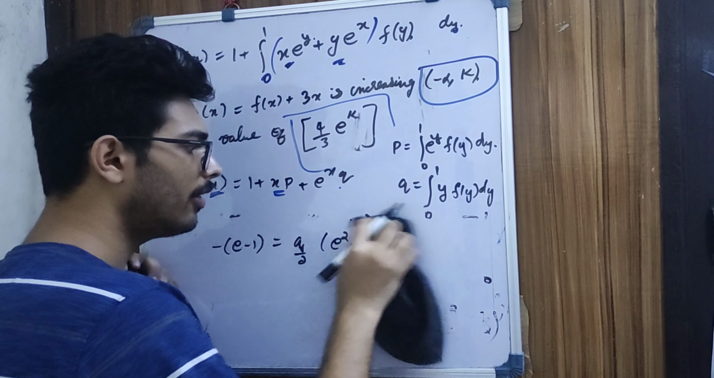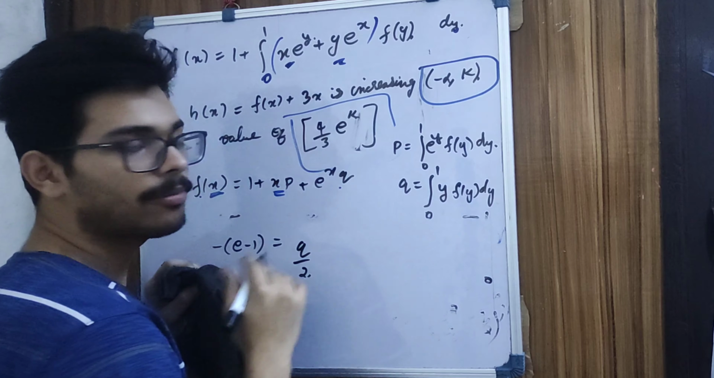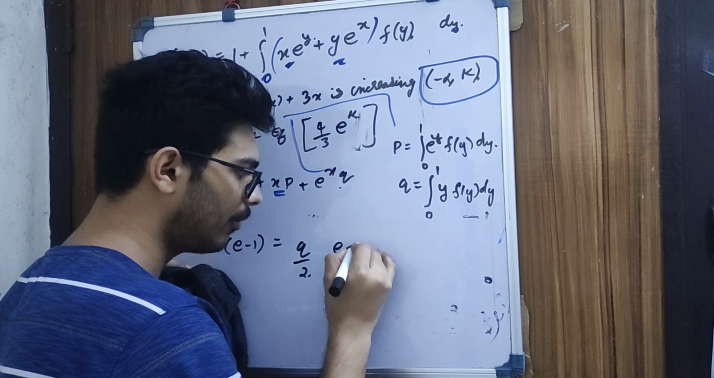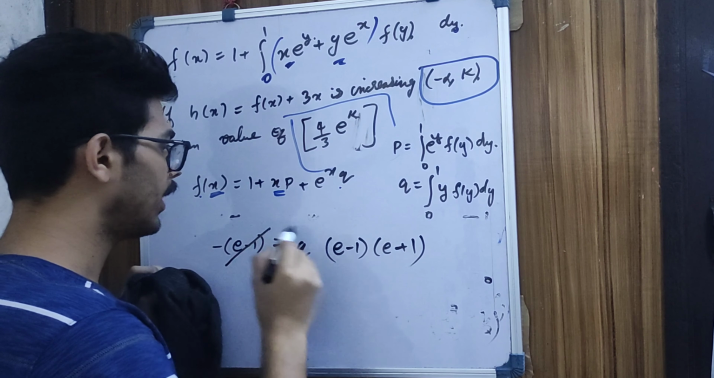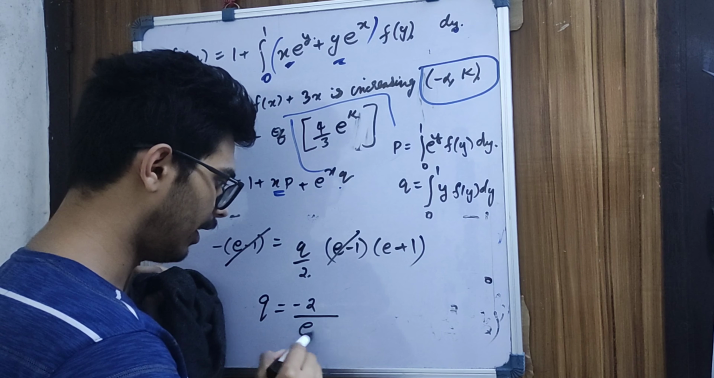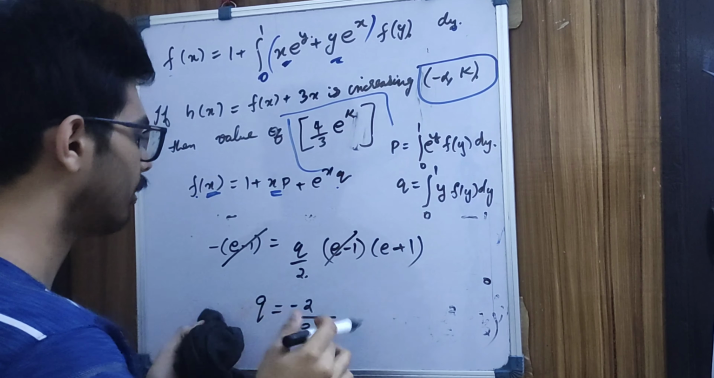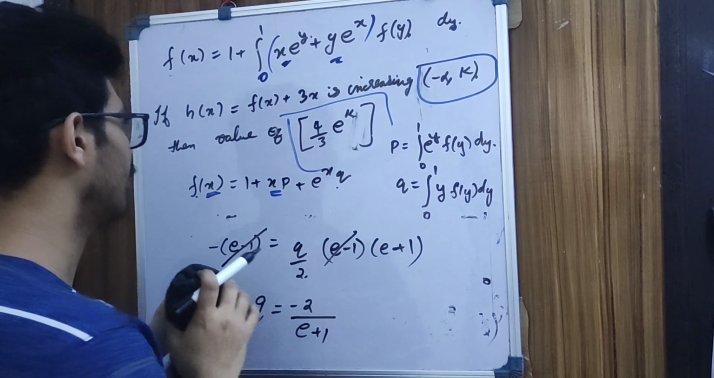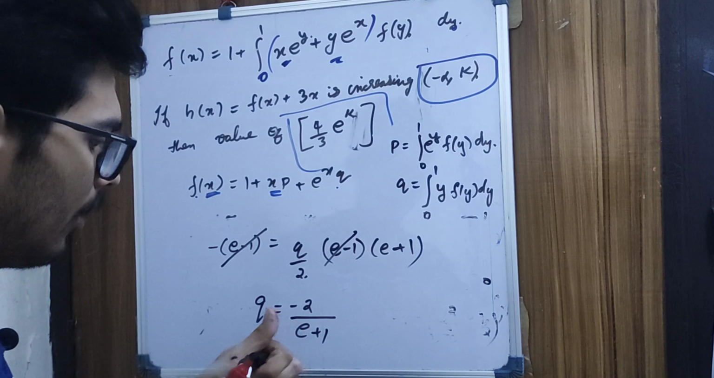What is the value of e square minus 1? e minus 1 into e plus 1, which means q by 2 in the a minus b into a plus b form, which is equal to e minus 1 into e plus 1. And I am cancelling e minus 1 from both sides. It will be equal to q equal to minus 2 divided by e plus 1. So I have got the value of q equal to minus 2 divided by e plus 1. So I am writing it somewhere here.